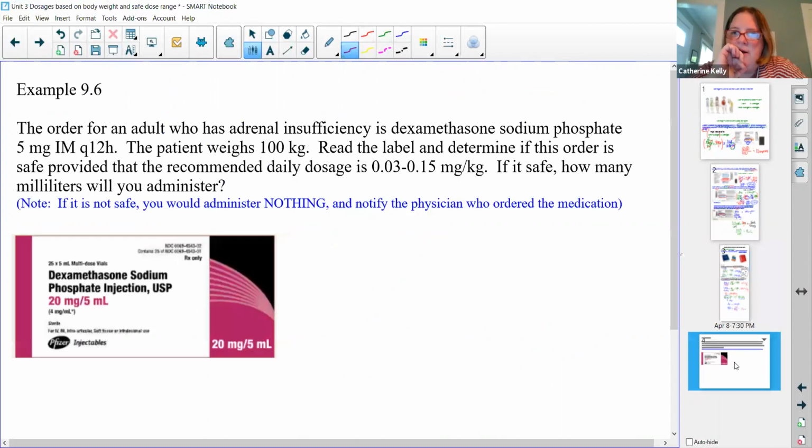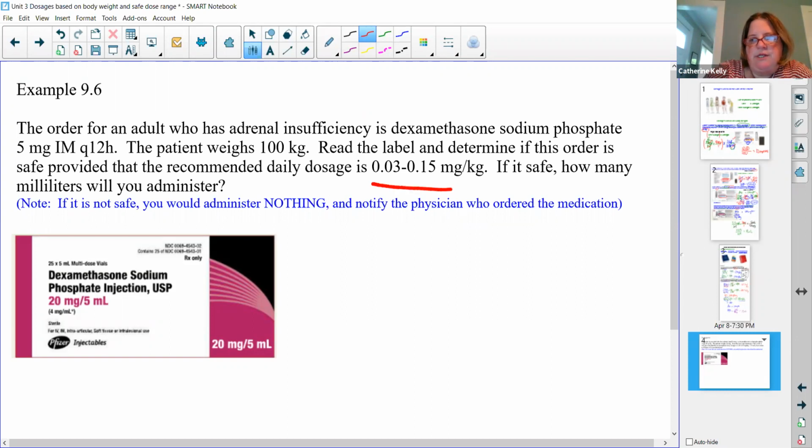So try this one. Pause the video, read this, try it, and then come back on. Let's see if you got it. The order for an adult who has adrenal insufficiency is sodium phosphate 5 milligrams intramuscularly every 12 hours. The patient weighs 100 kilograms. Read the label and determine if this order is safe, provided that the recommended daily dosage is 0.03 to 0.15 milligrams per kilogram. If it is safe, how many milliliters would you administer?